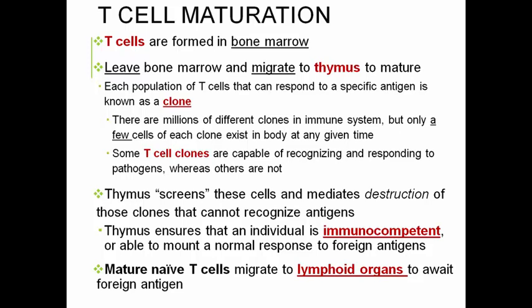So once all of this process has taken place, the term is immunocompetent. So these are mature cells that can mount a response to foreign antigens. We know that we do have mature naive T cells that will migrate to the lymphatic organs, especially the lymph nodes, but we also said they reside in the spleen to await foreign pathogens, foreign antigens to be encountered.